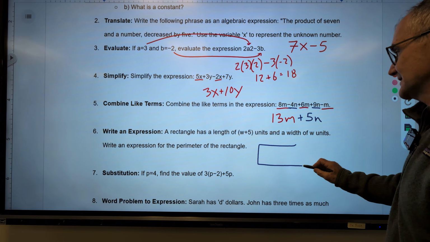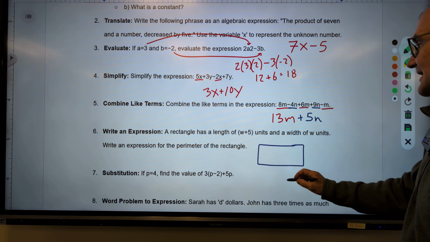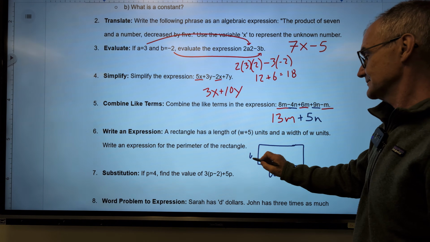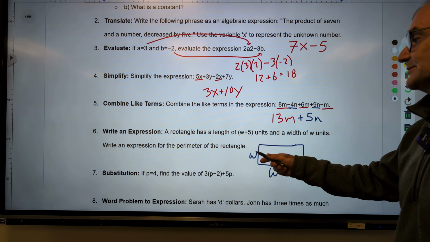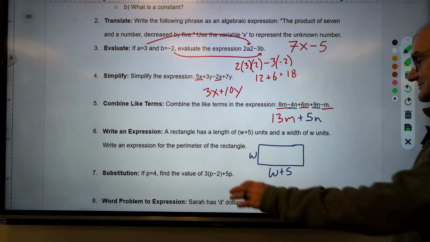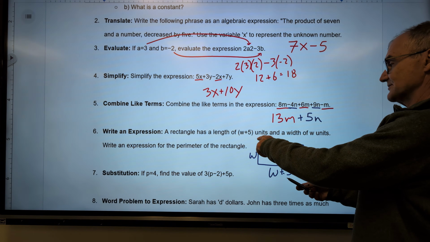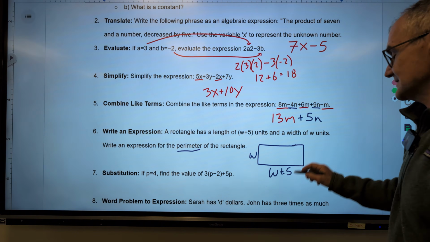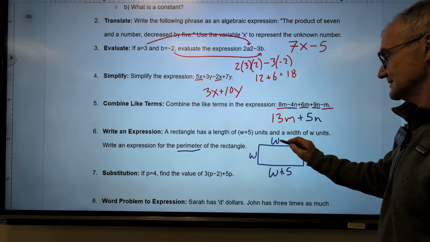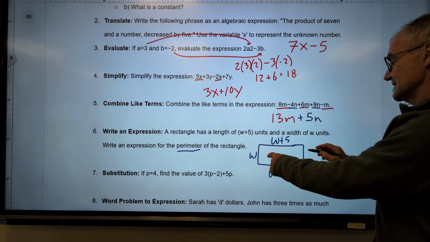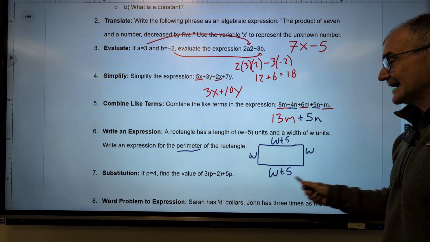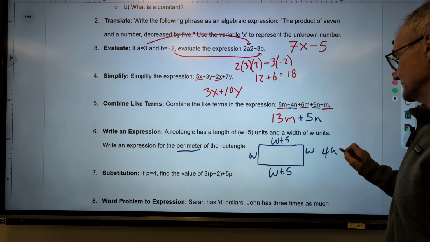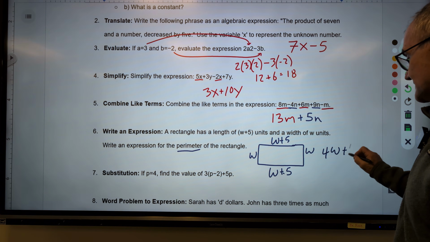Number 6, write an expression for a rectangle. It has a length of w plus 5 and a width of w. Write an expression for the perimeter of the rectangle. So let me just double check I got this right. It has a length of w plus 5 and a width of w. I do. Perimeter means the length around the outside, so it's this plus the other side, which will be the same, plus this. So now I got to add all these up. 1, 2, 3, 4. 4w plus 5 plus 5 plus 10.